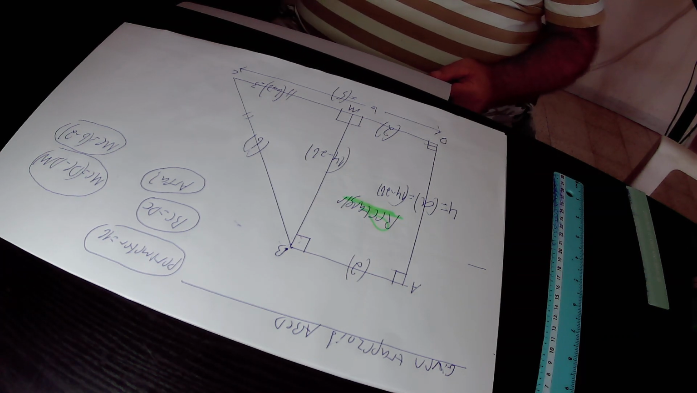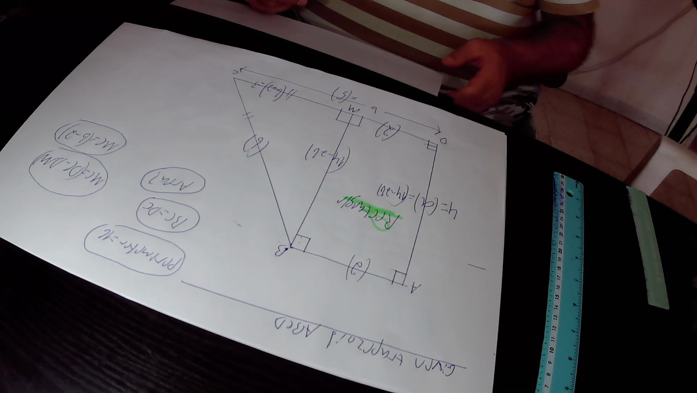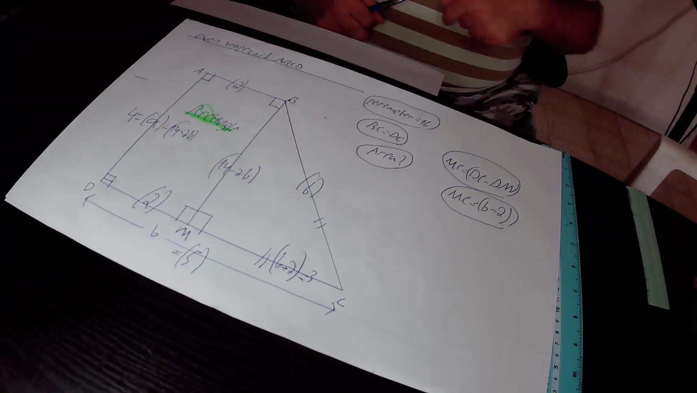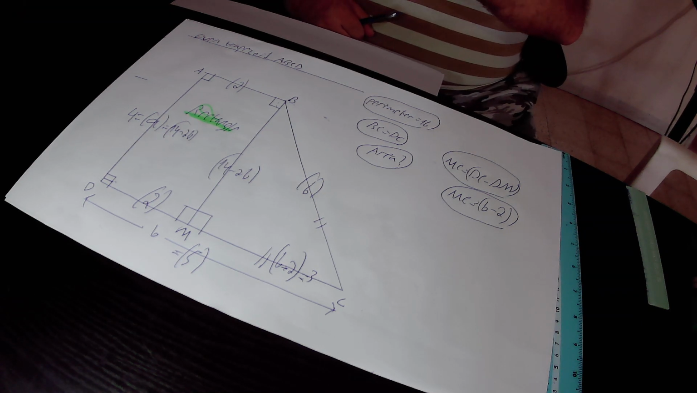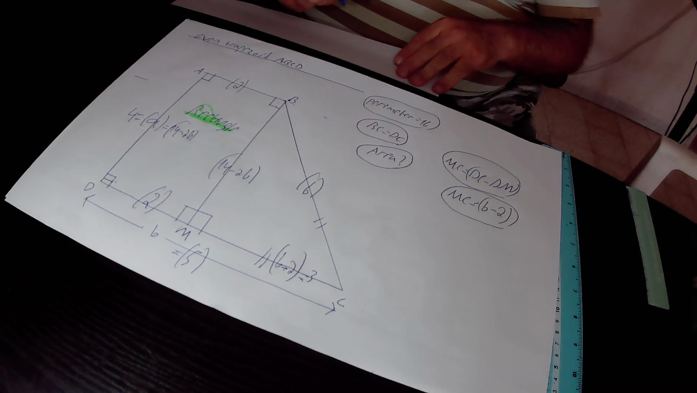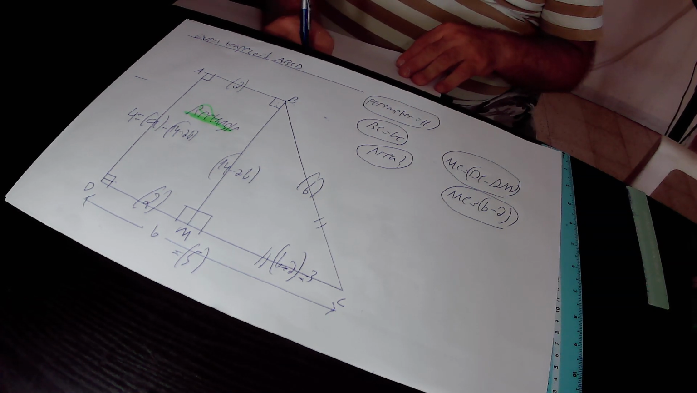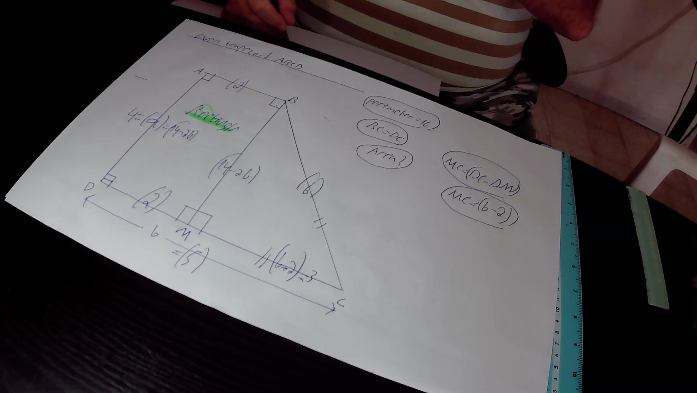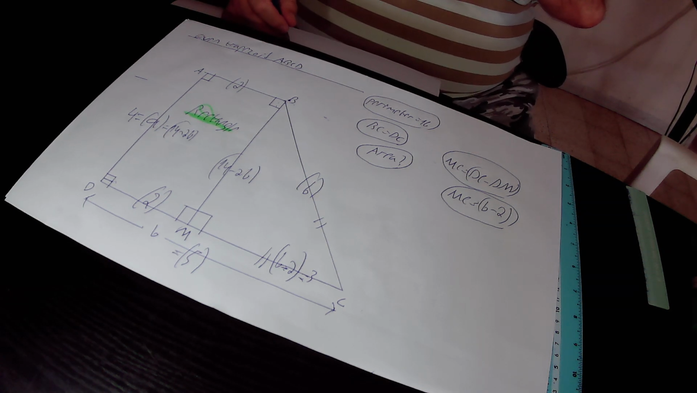According to the formula that I presented to you in the beginning of the lecture, the area of any trapezoid equals the sum of its two parallel bases, in this case AB plus DC, times the height over 2.